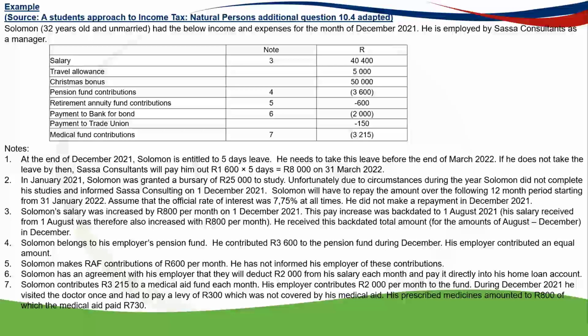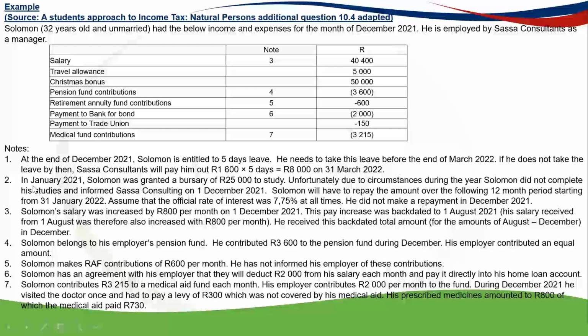We have 2 notes in terms of the additional notes that we do not look at. And that is note 1. It says that at the end of December 2021, Solomon is entitled to 5 days leave. He needs to take this leave before the end of March 2022. If he does not take the leave by then, SASSA Consultants will pay him out 1,600 for 5 days, which will amount to 8,000 on the 31st of March 2022.